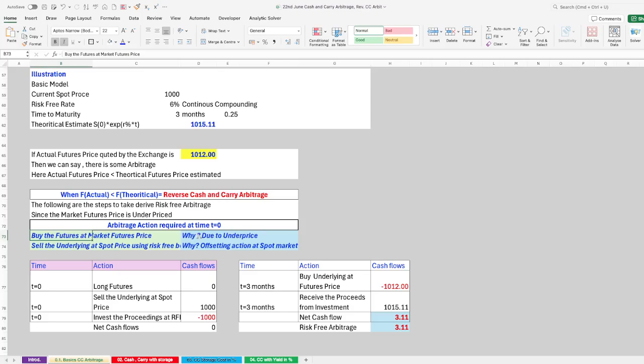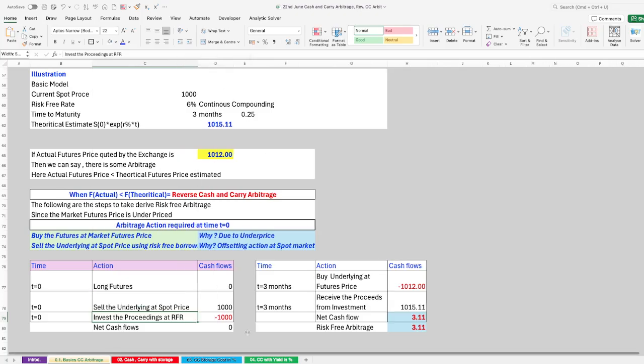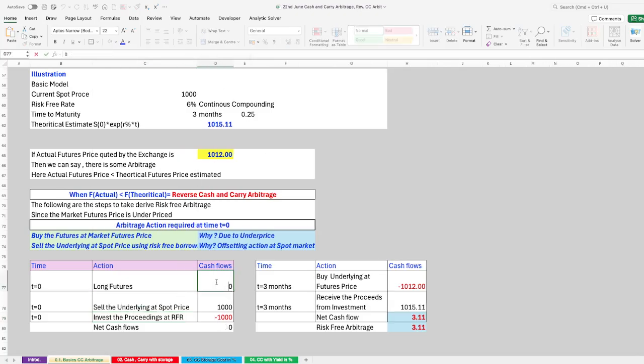Since the market futures price is underpriced, we buy the futures and take the offsetting action in the spot market. When you sell the underlying in the spot market, we get some money, which we invest at the risk-free rate of interest. When it's long futures, there's no action and no cash flows. We sell the underlying at the spot price, get 1,000 as proceeds, and invest this 1,000. So the net cash flow is zero.